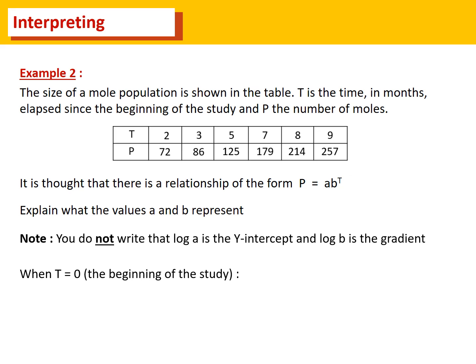Well, when t equals 0, given that we're measuring t, which is a number of months, that's the very start of the study. And p will equal ab to the power of 0. b to the power of 0 is 1, so that just gives us p equals a. Therefore, a is the size of the population at the beginning of the study. So what we would write is a is the initial number of moles. Okay, so we're interpreting what A is in the context of the question, which is about moles.